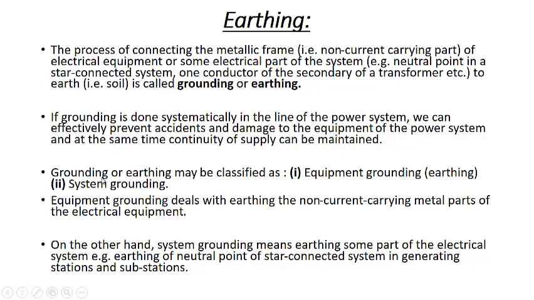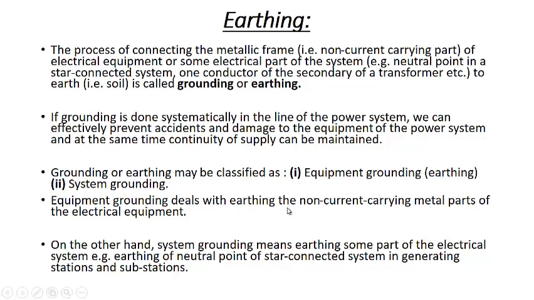There are two types of earthing. We can say it is grounding or earthing. We know that grounding may be classified as equipment grounding or earthing in general, and system grounding. System grounding is usually known as neutral grounding. We are more concerned here with equipment grounding. System grounding, I may give a glance at this system grounding or neutral grounding.